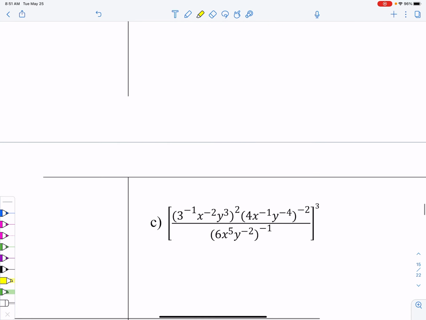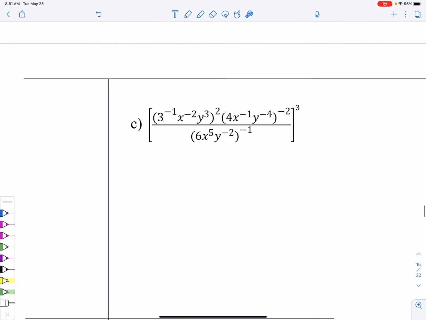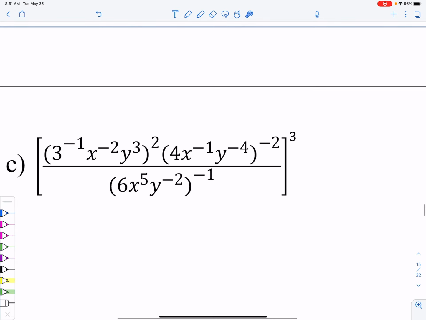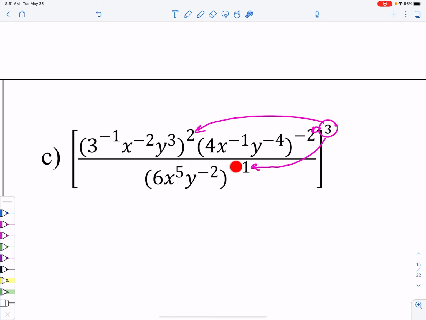All right, we're going to look at one more. So now we have a very large bracket with an exponent on the outside and then smaller brackets inside. So the first thing is that this exponent goes to the outside of the brackets, not to everything inside the brackets. So this exponent goes to the 2, the negative 2, and the negative 1. And let's say there was stuff on the bottom here with no exponent, you would put it in brackets, put an exponent of 1, and then the 3 would multiply the exponent of 1.